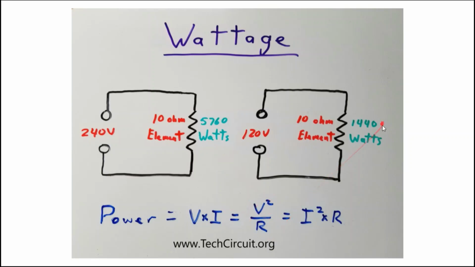So V squared over R. If you were to take 120 volts times 120 volts and divide it by 10 ohms, that's going to give you 1,440 watts. Which is why in a dryer or a range, if for some reason your elements end up with 120 volts across them instead of 240 volts, they may seem to run more warm than actually hot. It's not very intuitive, but that's how it works.